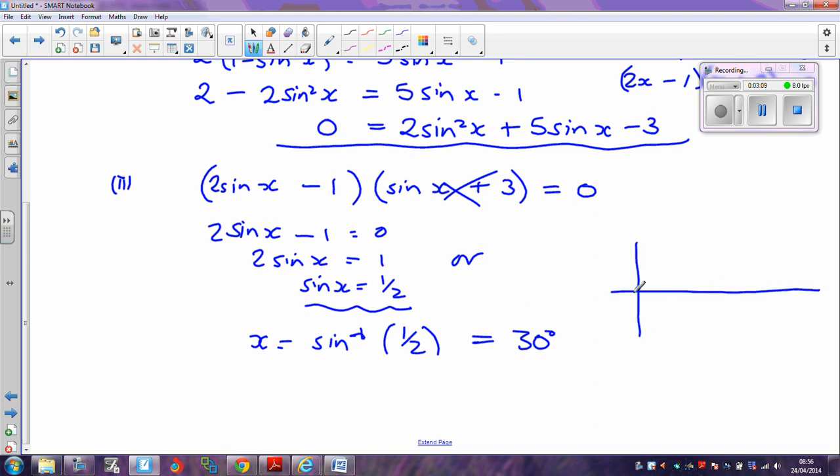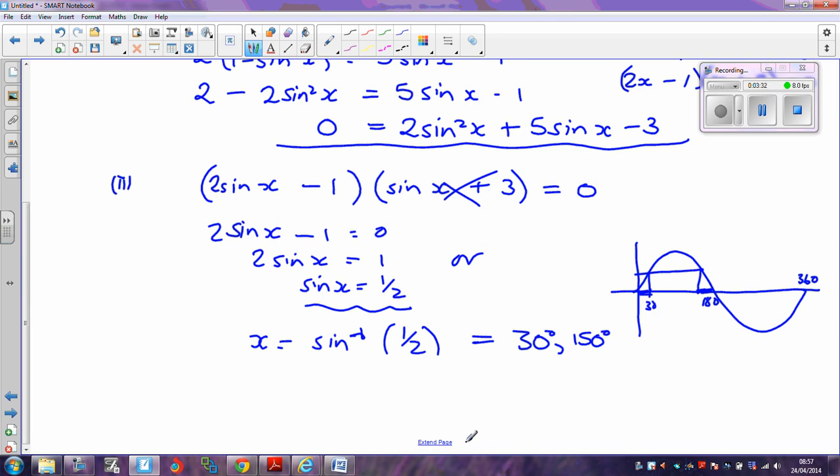To find the other angle, then I'm going to draw the sine graph between 0 and 360. So there's 360, there's 180. 30 degrees is here. If I go up to the curve and across and do the same thing, if this angle here is 30, then this angle here is also 30, which means that my other angle is 150 degrees.